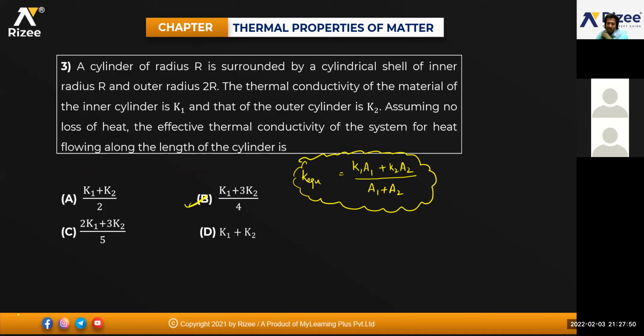Read the question once again and try to do it better. A cylinder of radius r is surrounded by a cylindrical shell of inner radius r and outer radius 2r. The thermal conductivity of the material of the inner cylinder is K1 and that of the outer cylinder is K2. Assuming no loss of heat, the effective thermal conductivity of the system for heat flowing through the length of the cylinder is how much? The formula is K equivalent is K1 A1 plus K2 A2 divided by A1 plus A2. Series and parallel, I told you the combination.